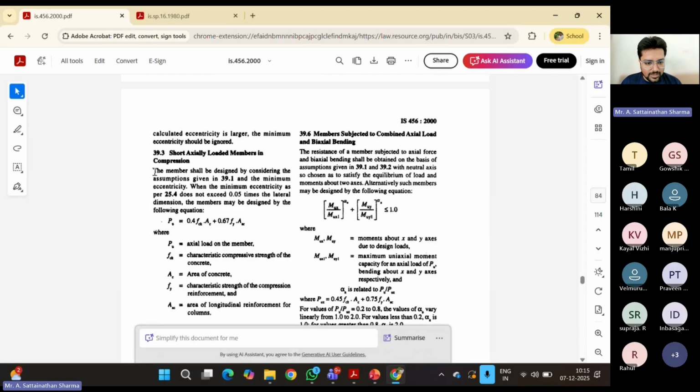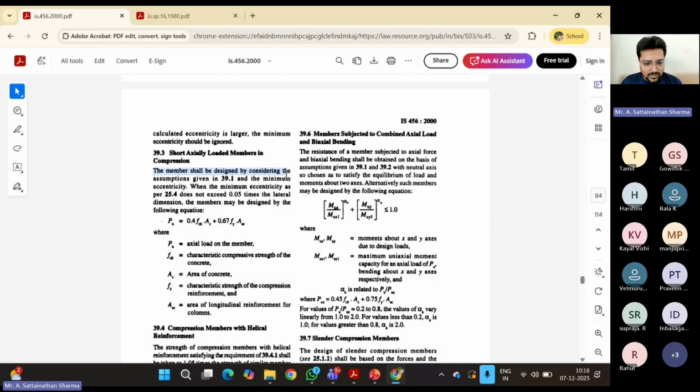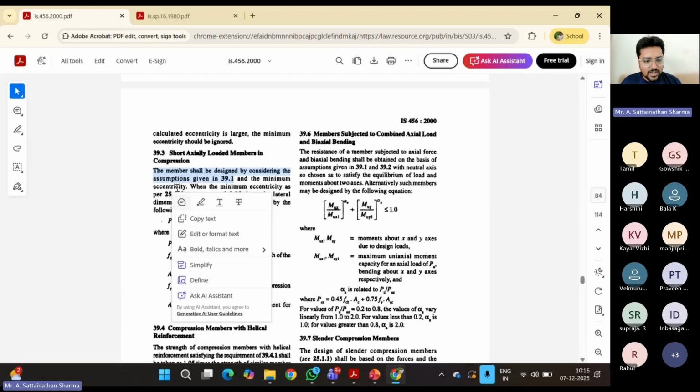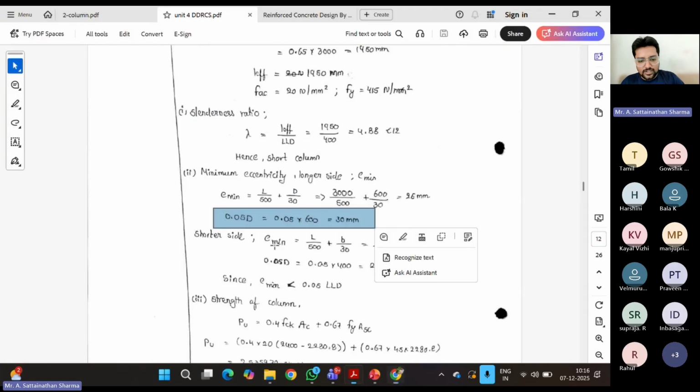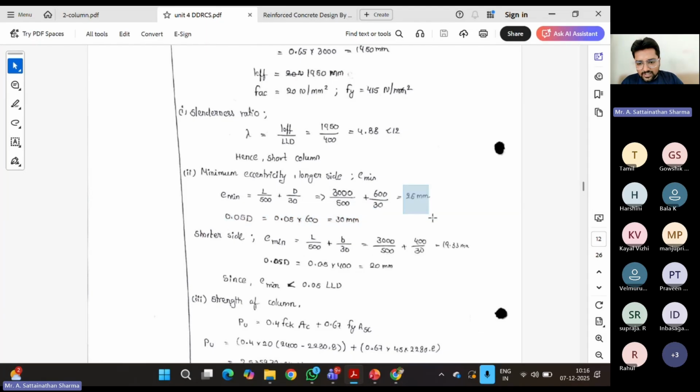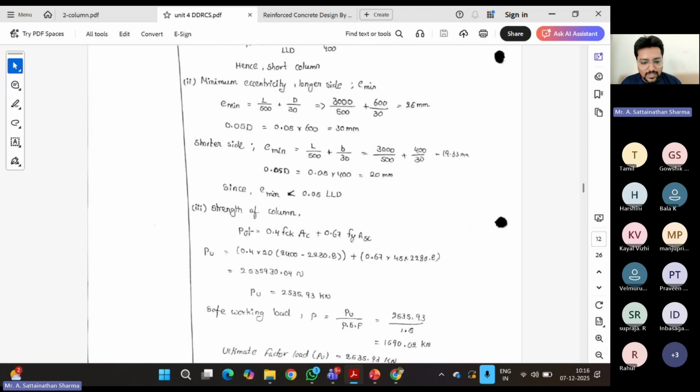Yes. So again, coming back to the design part, the member shall be designed by considering the assumptions in 39.1 and the minimum eccentricity. So minimum eccentricity as per 25.4 does not exceed 0.05 times the lateral dimension. So 0.05 times the lateral dimension is 0.05 into 630. So it should not exceed. So it is fine, satisfied, correct? So the least lateral dimension I'm getting is 26. Even this 26 itself is wrong, because what did it say there? Either this or it has to be 20 mm. One of these two, not less than 20 mm. So I am taking this 26 and the 30 condition is satisfied. I am moving on with the strength of the member.